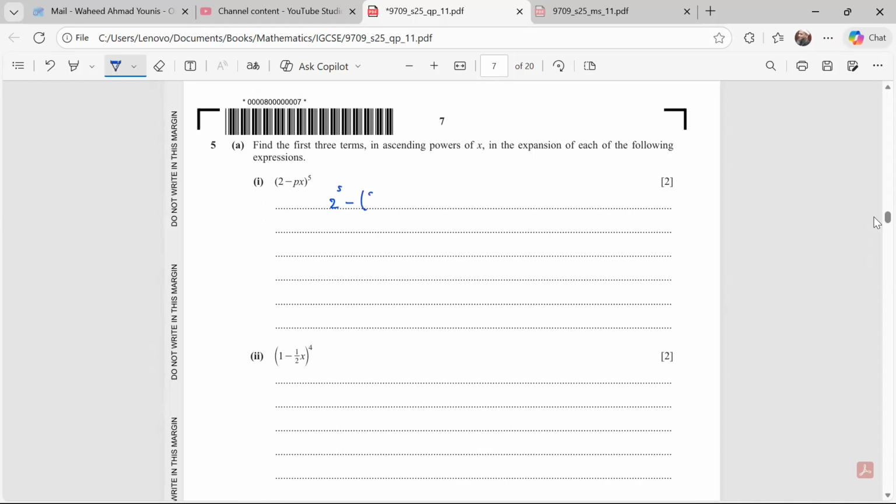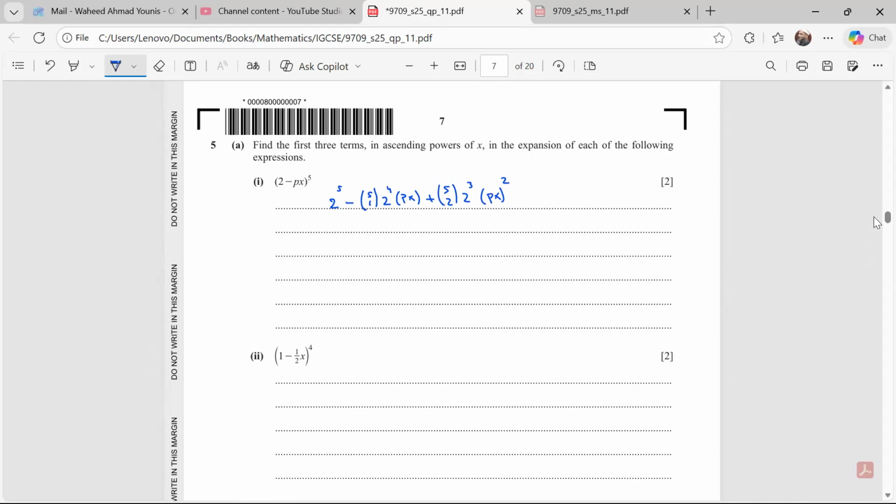minus 5 combination 1, 2 to the power 4 and px to the power 1. And the next term is plus, again, 5 combination 2, 2 to the power 3 and px to the power 2. Right? I hope I'm doing it right.